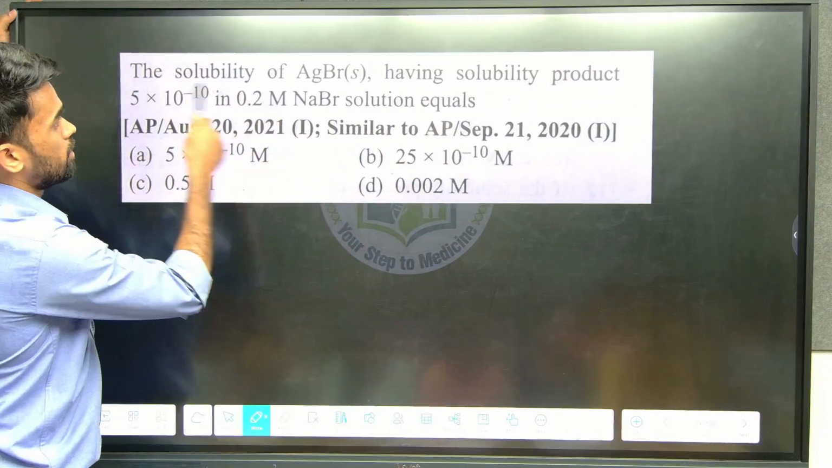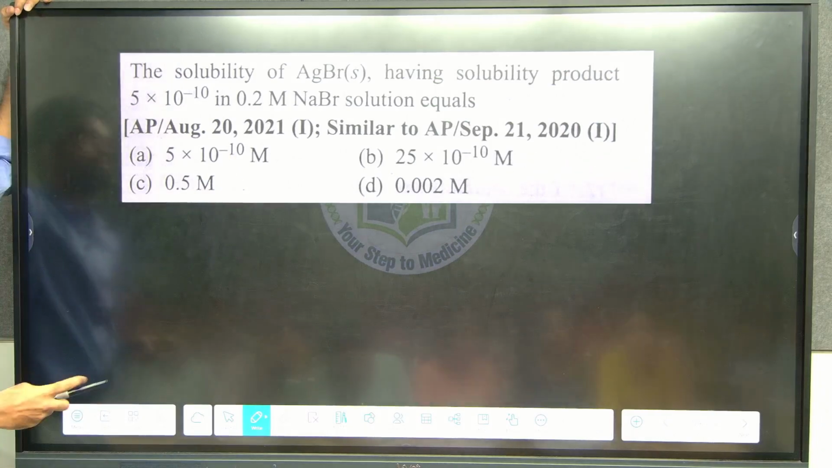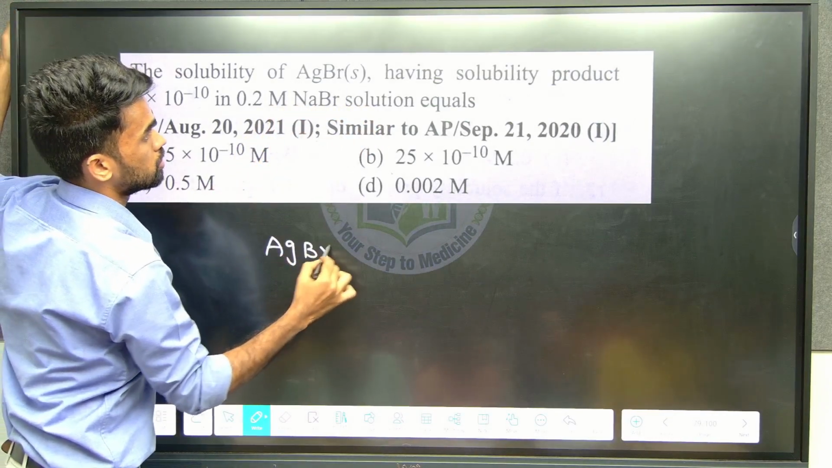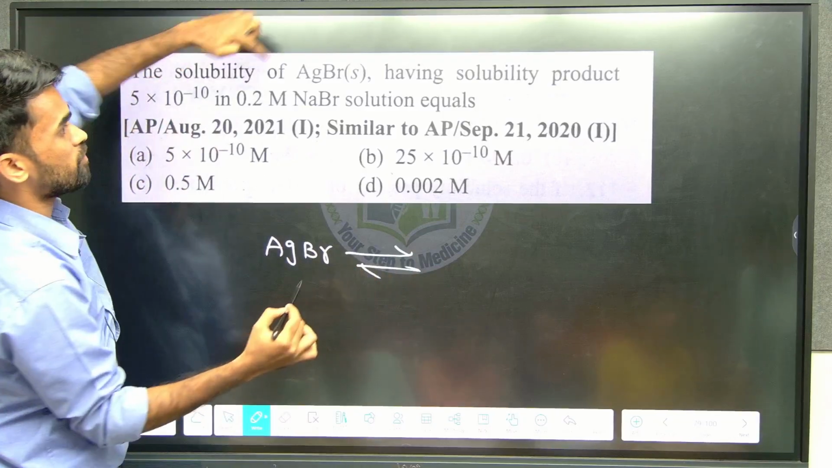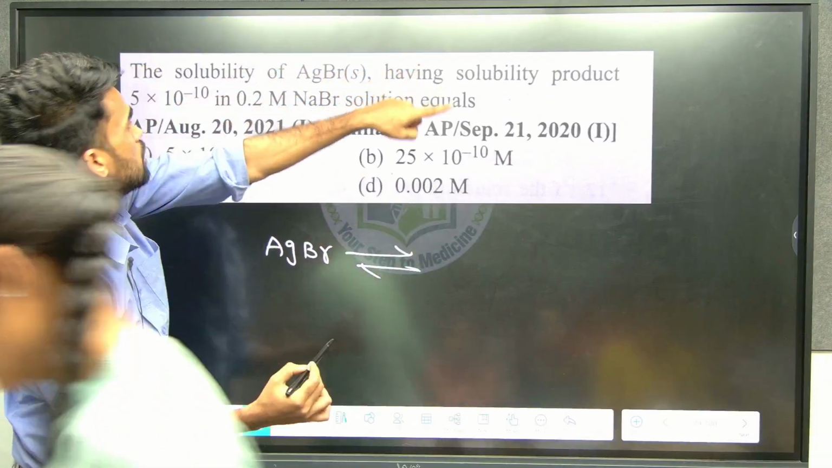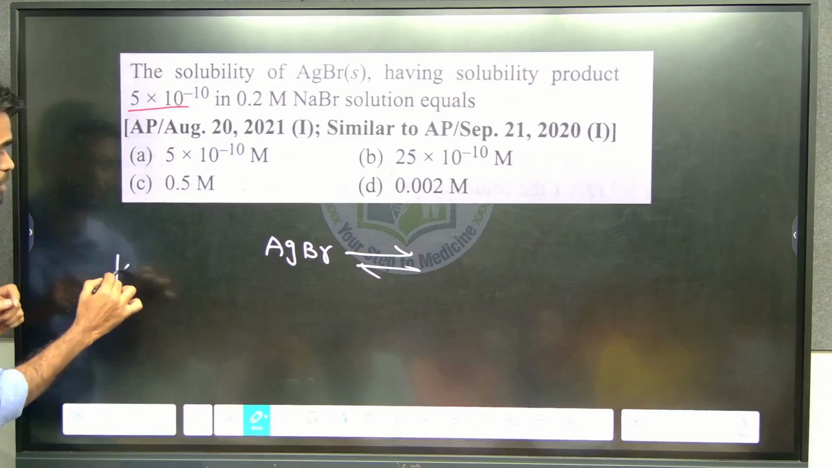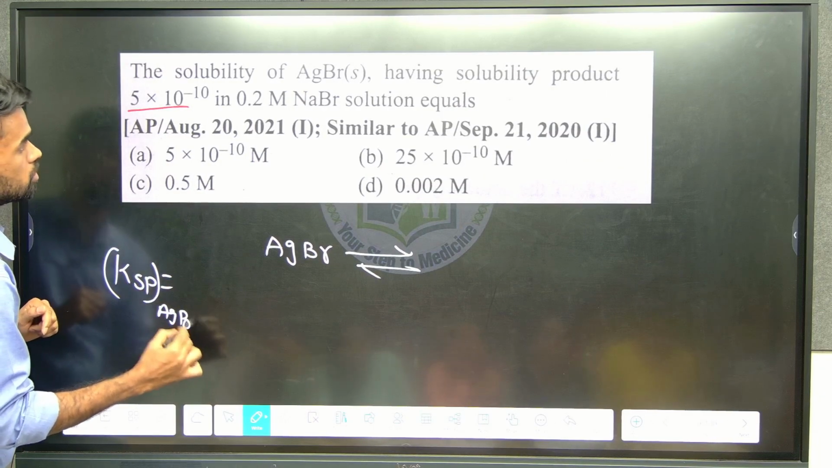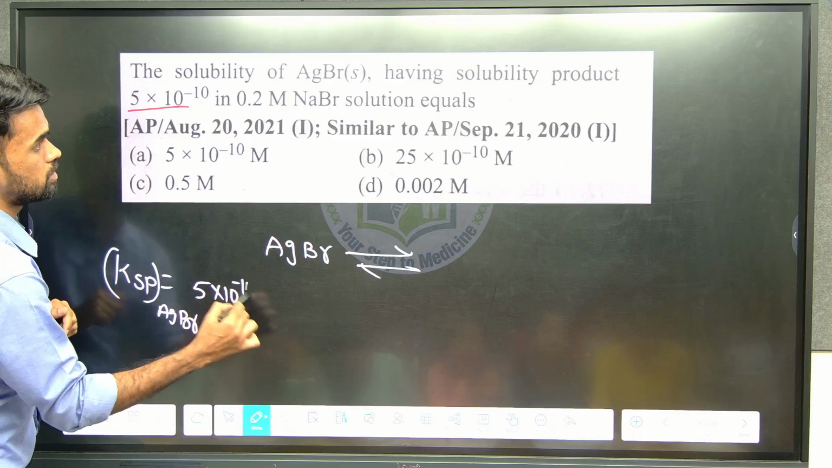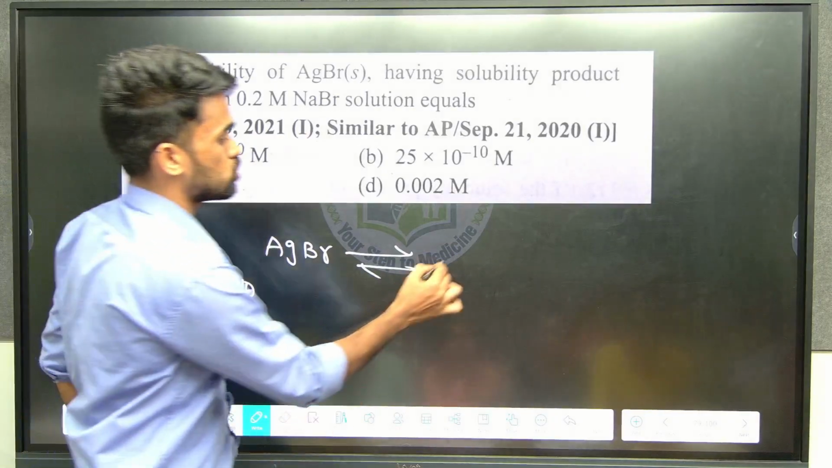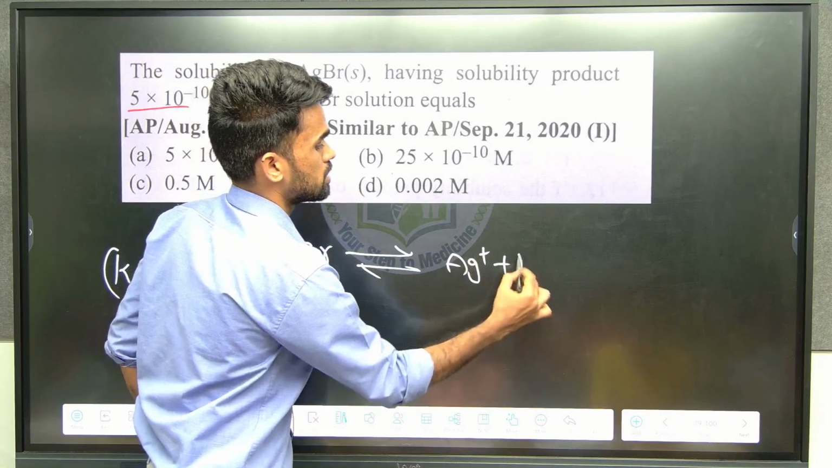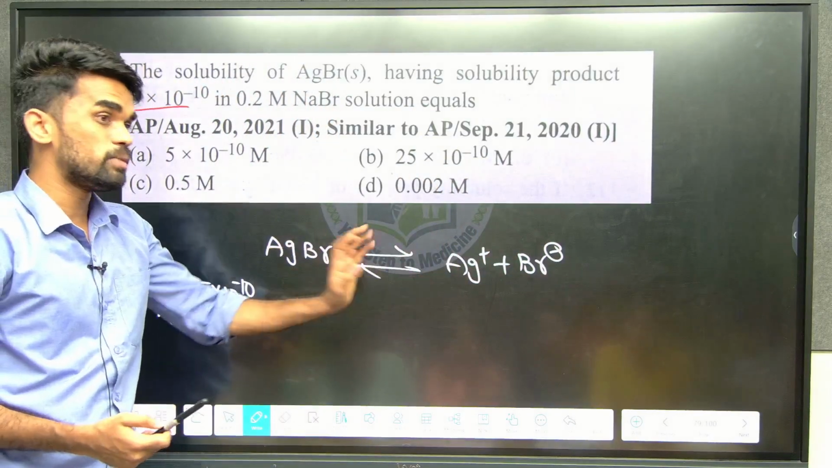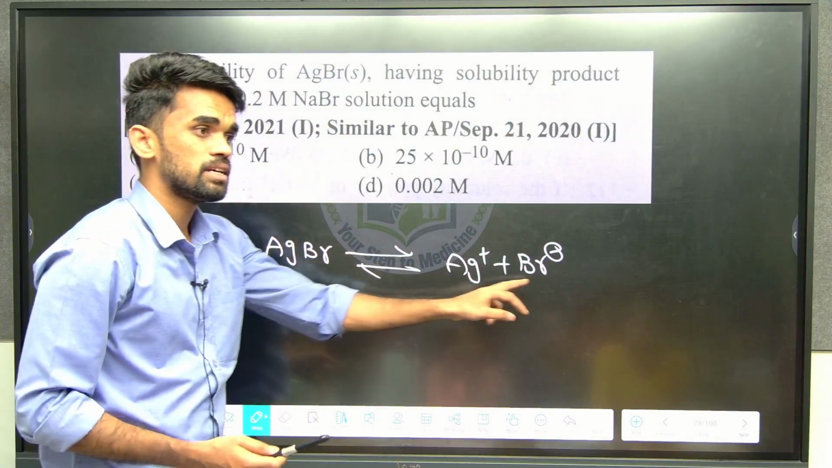See, once again read the question. AgBr, solubility of AgBr having solubility product is this much. KSP of AgBr how much? 5 into 10 power minus 10. Now how will AgBr dissociate? Ag plus and Br minus. Okay. If asked to find its solubility, what do we do? This is 1s, this is also s.